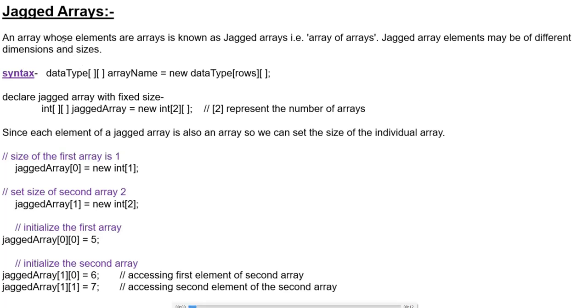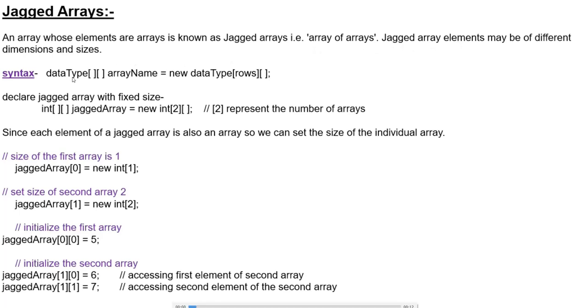Today we will learn C# jagged arrays. Before watching this chapter, I recommend watching the array chapter of this tutorial. So what is a jagged array? An array whose elements are arrays is known as a jagged array, that is, an array of arrays. Jagged array elements may be of different dimension and size.